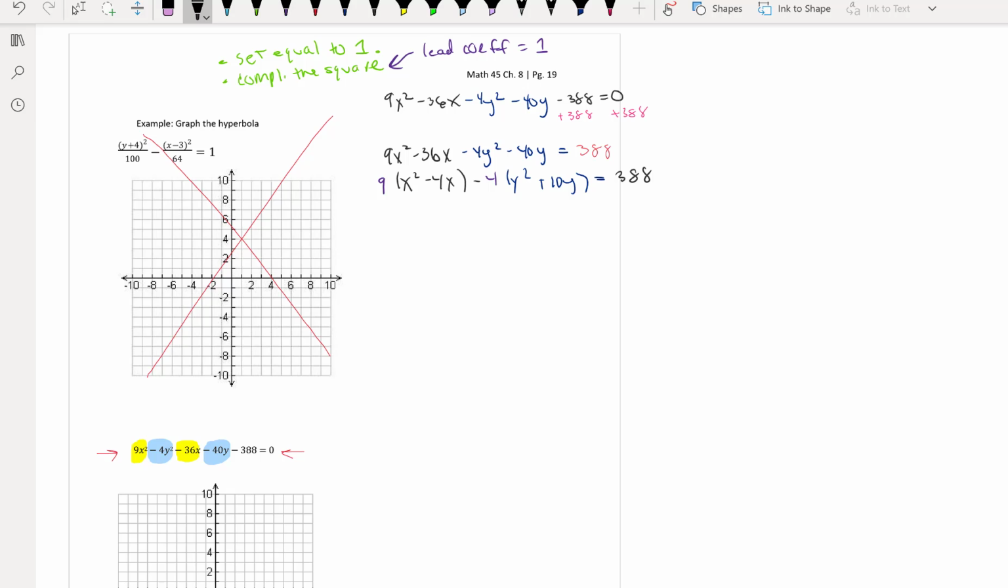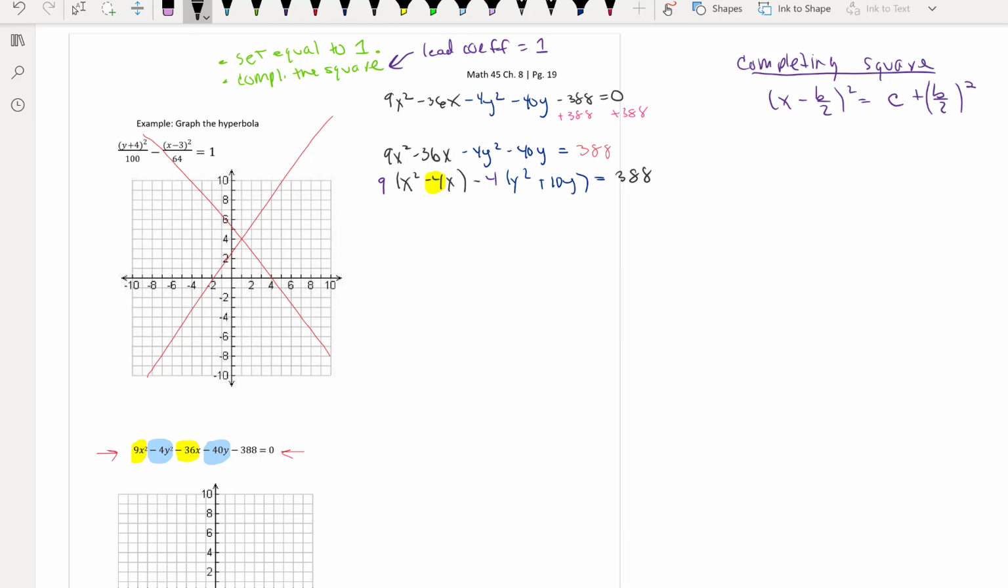So now, hopefully you remember that general formula for the completing the square. Where you have x minus b divided by 2 squared is equal to c plus my b divided by 2 squared. So that means I need to figure out that b value and divide it by 2. So that's going to be here. And then I'm going to square it and times it by 9.